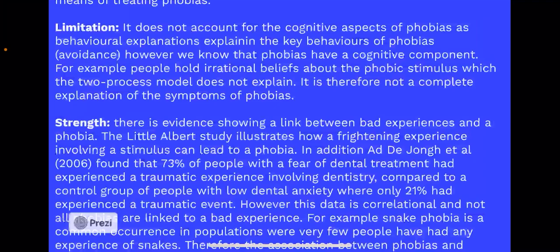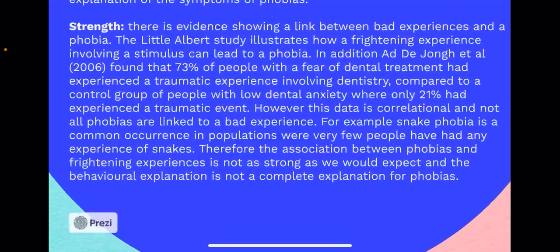However, we know that phobias have a cognitive component, for example, irrational beliefs about the phobic stimulus, and the two-process model does not explain this. It's therefore not a complete explanation of the symptoms of phobias. So this is the idea that the two-process model, although it is a good explanation, is not a complete explanation because it doesn't take into account the cognitions behind phobic behaviours.